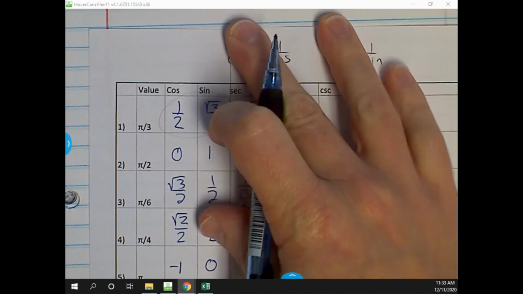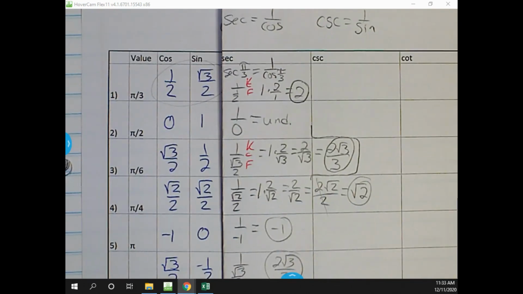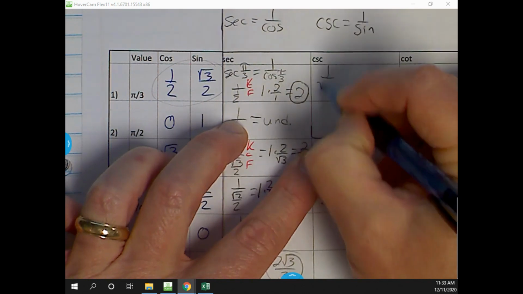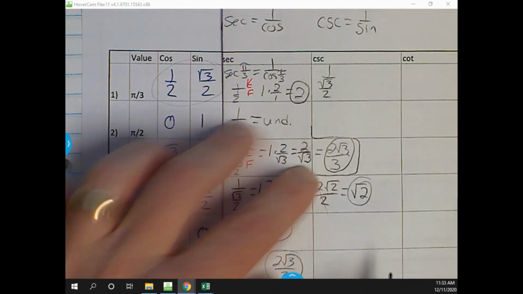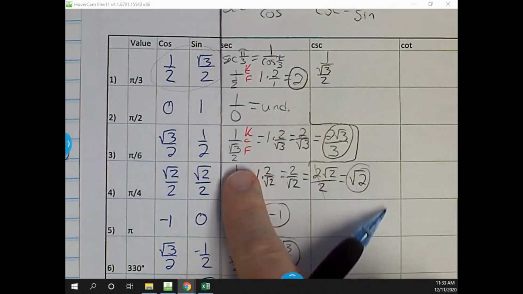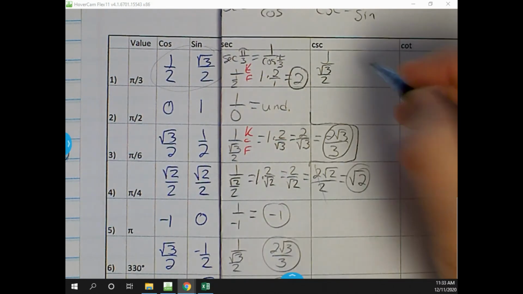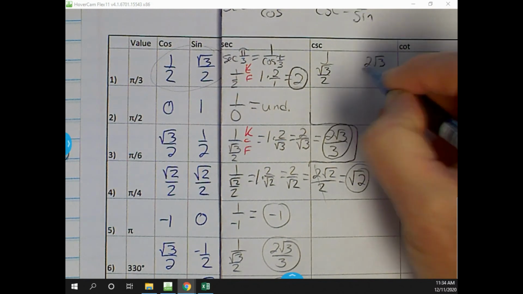Do this part. We're going to leave the secant on for this one. When you do cosecant, it's 1 over sine. So for the very first one right here, this is 1 over the square root of 3 over 2. Hey, look, you got that answer right here. There's 1 over square root of 3 over 2. This answer is 2 square root of 3 over 3.